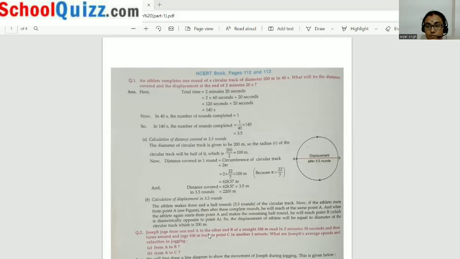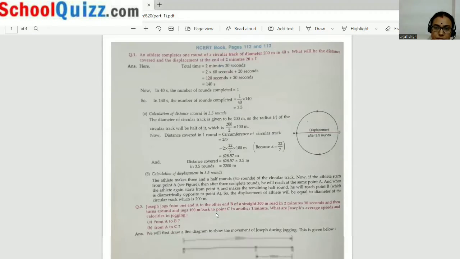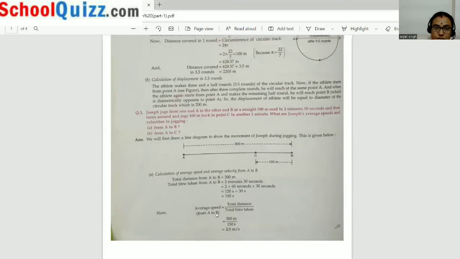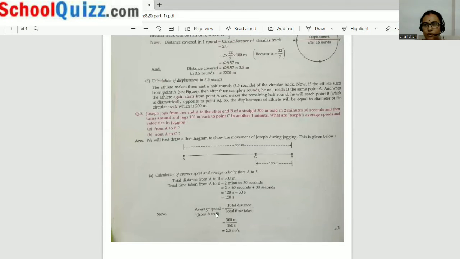Displacement means the smallest distance covered, so that will be equal to the diameter. Clear? That is an easy question actually. Now, the second question. I'll take four or five questions only.